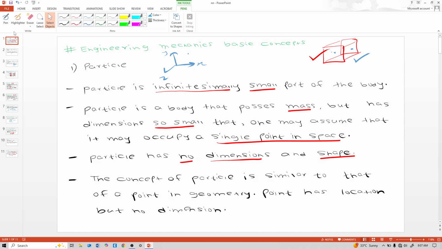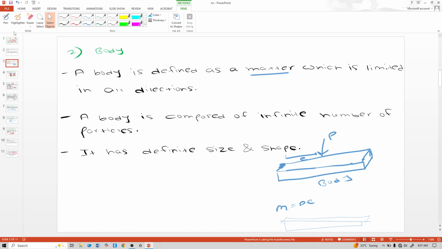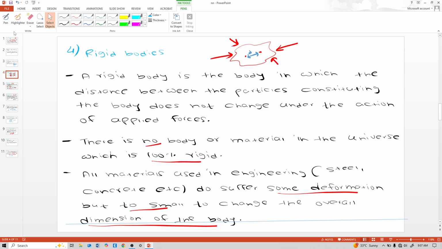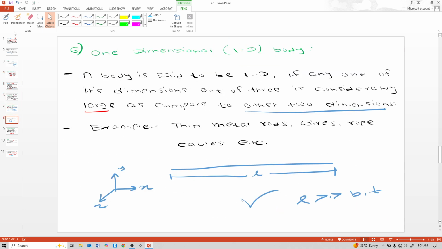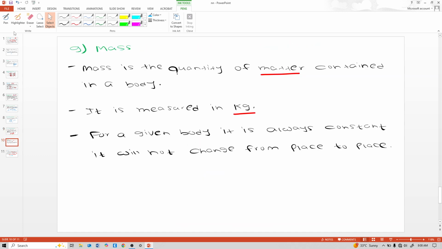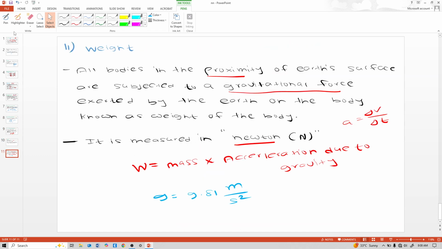In this video lecture, we saw the concept of a particle, an infinitely small part of a body. A body is defined as matter which is limited in all directions. We saw the difference between particle and body, rigid bodies, deformable bodies, one-dimensional, two-dimensional, three-dimensional bodies, mass and weight. So thank you very much.